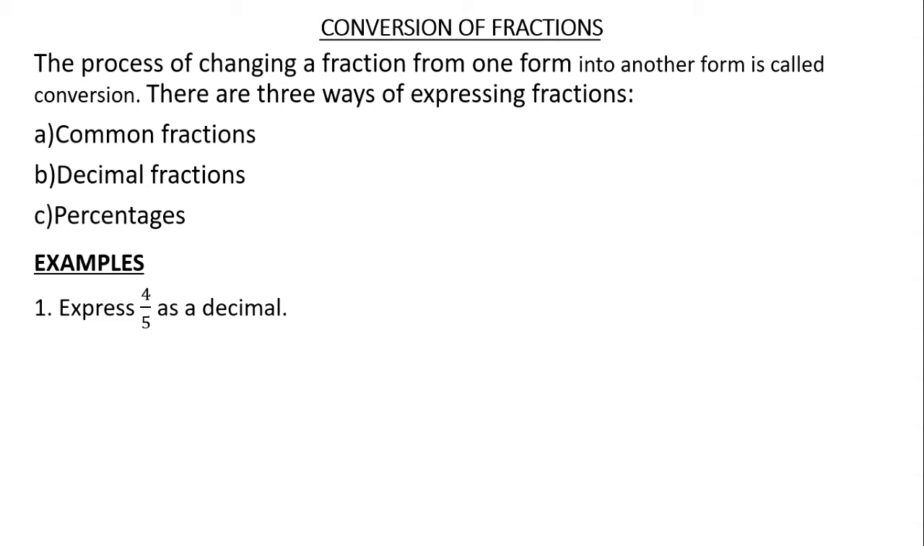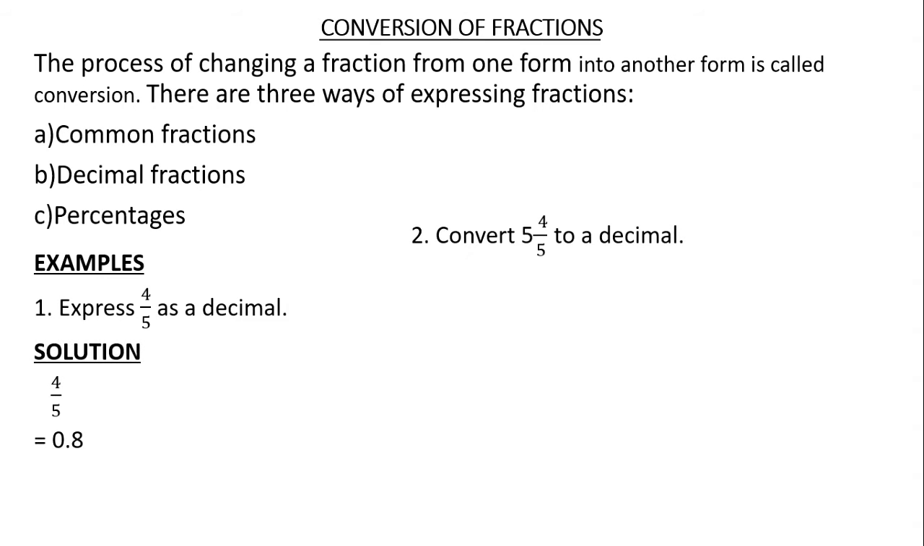4 over 5 is a common fraction, which is a proper fraction. So we have to change that proper fraction into a decimal. What we are supposed to do is divide the denominator into the numerator. Since 4 is less than 5, put a 0. 5 into 4 can't, since 4 is less. Put a 0 and a decimal point. Put a 0 after the 4, which is going to give us 40. 5 into 40 will give us 8. So our answer will be 0.8.